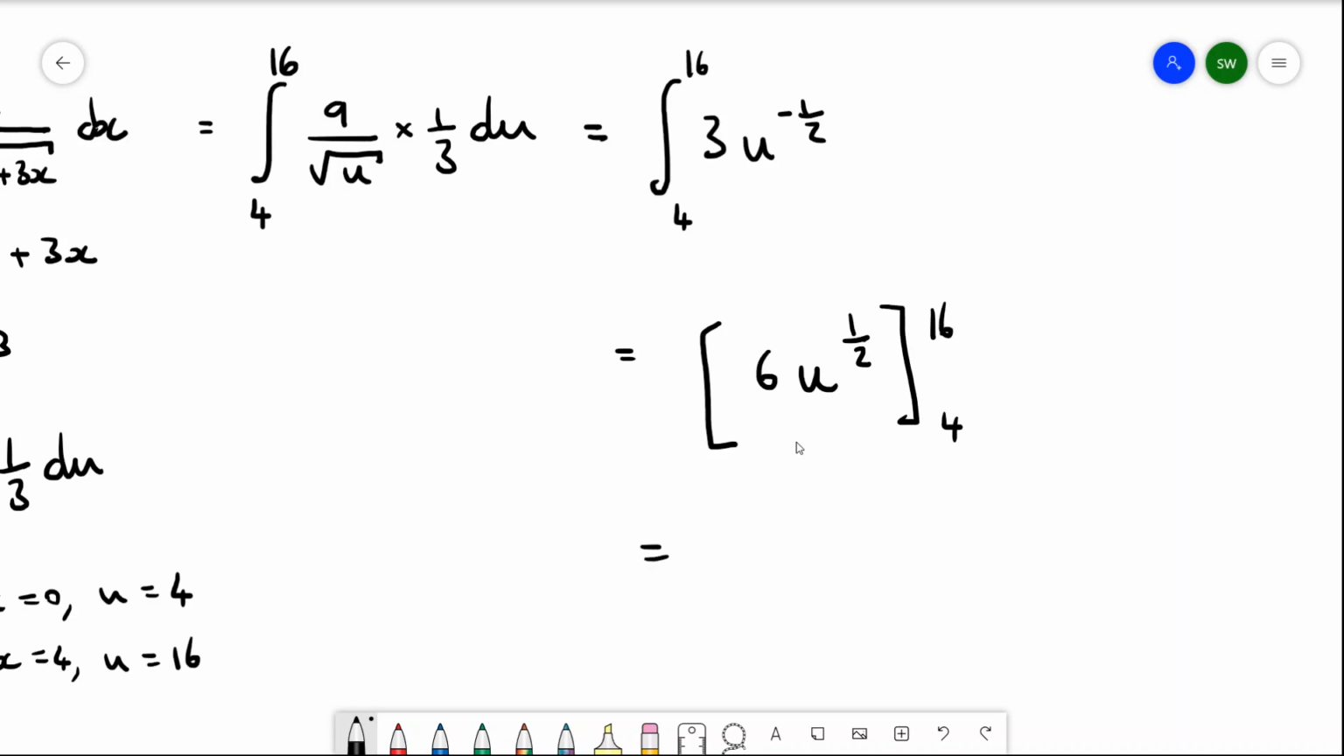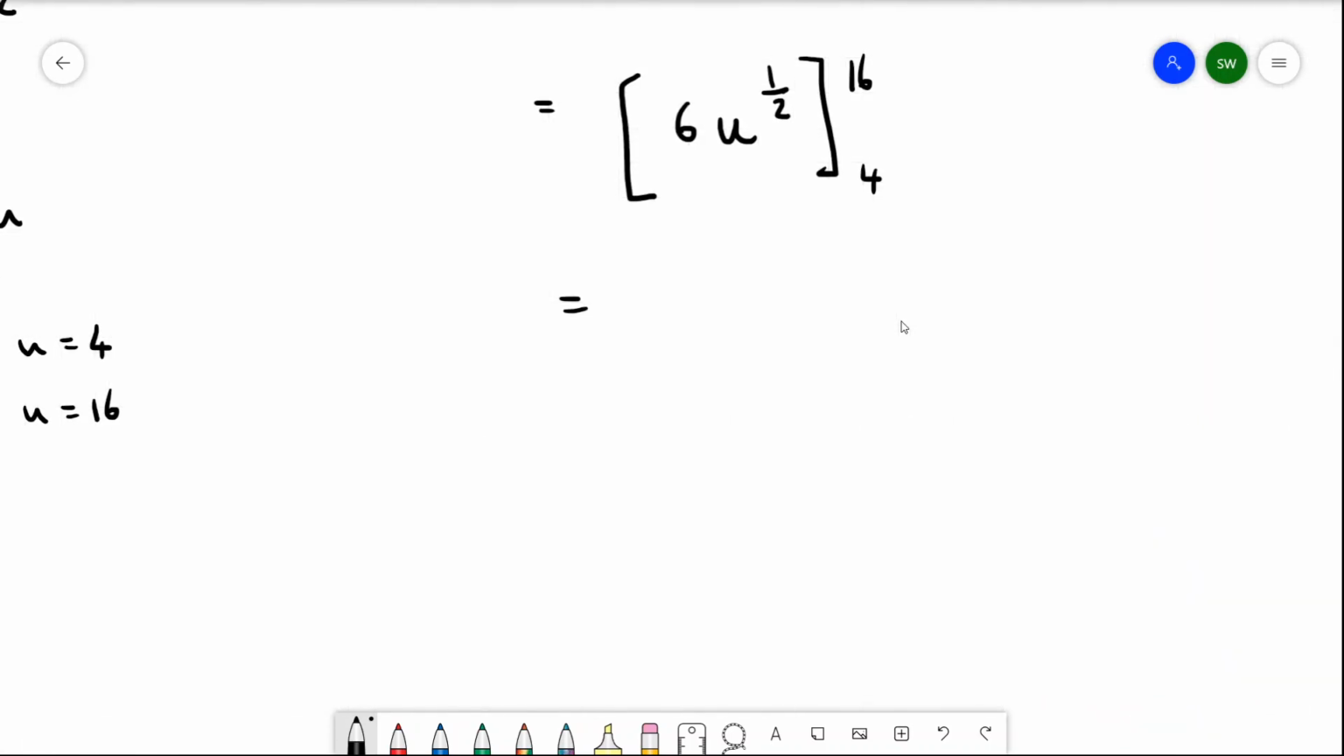And then all we need to do is sub in the limits. So if we sub in the top limit, we're going to have 6 times by 16 to the power of a half, and then we need to subtract what we get when we sub in the lower limit. Well, 16 to the power of a half is the square root of 16, which is 4. So we've got 6 times 4, 24, and minus the square root of 4 times 6 is 12. So we're going to have 12 as our answer.